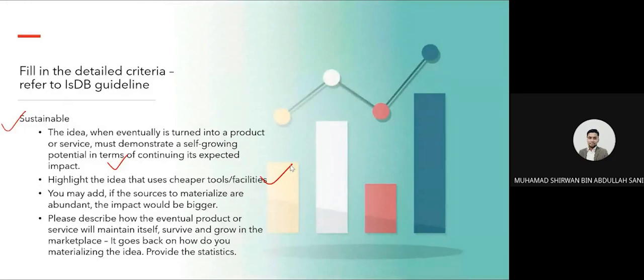So it will be easier for you if anything breaks down related to your equipment or machine, you know that it's easily obtained. Yeah, to make sure that the project is continuously done. That's why a sustainable requirement shall be fulfilled. Okay, you also may add that if the source of materials is abundant, the impact will be bigger.